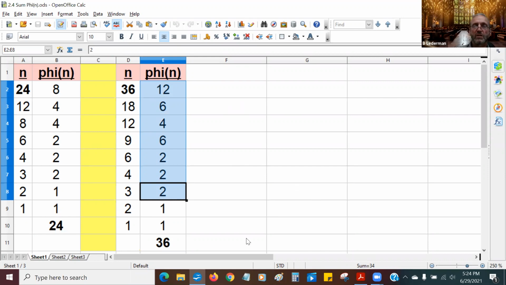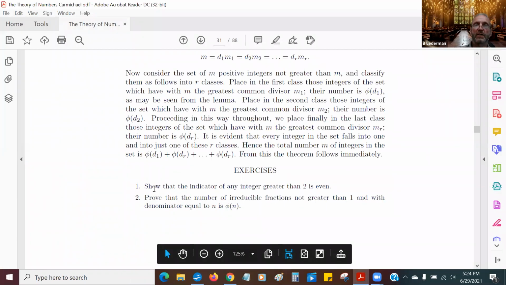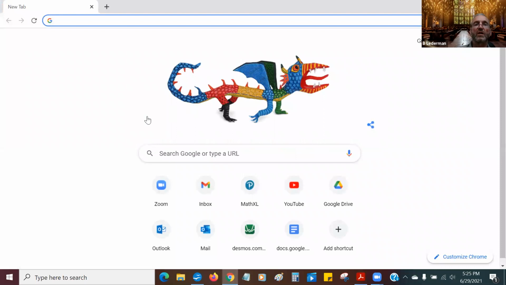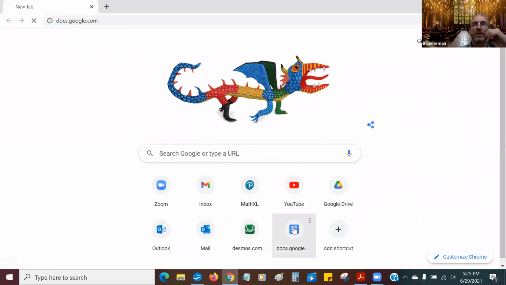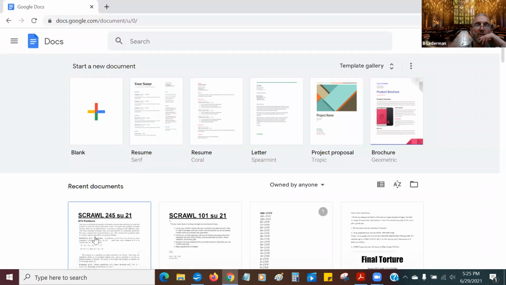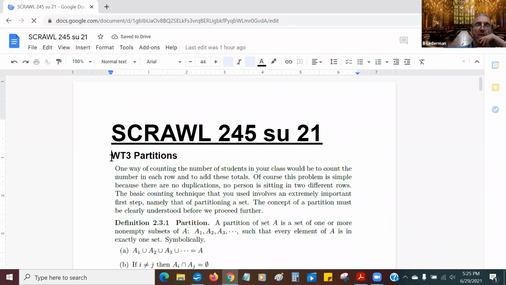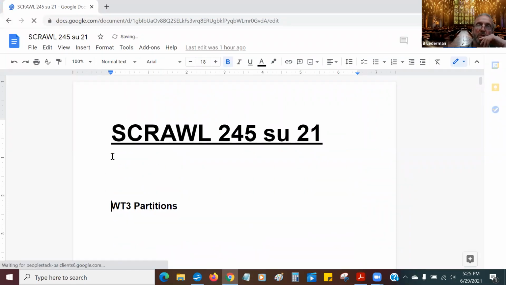Why? Because, let's go to a Google Doc here. First, let me show you what I'm talking about. This is problem number 1. Show that the indicator of any integer greater than 2 is even. There's probably various ways you could do this, but just one simple thing. Let's just go to our Google Doc and put this in there.